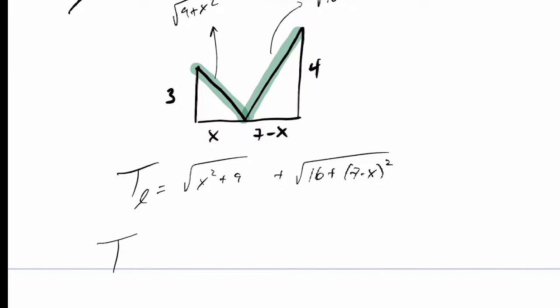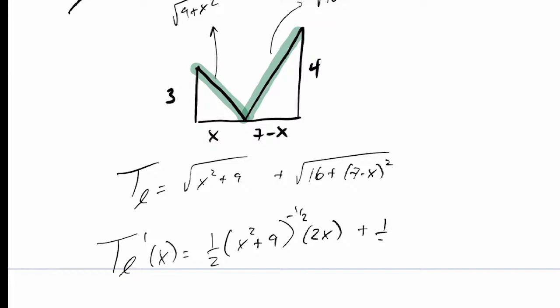So I go take my derivative: 1/2 times x squared plus 9 to the negative 1/2, times 2x, and then take the derivative of the second portion.